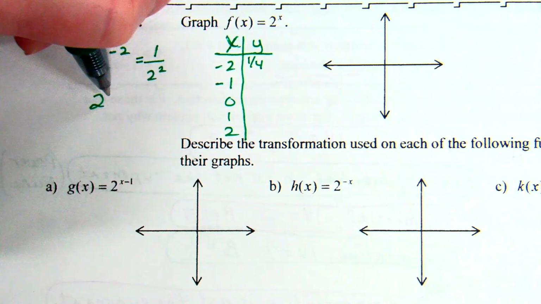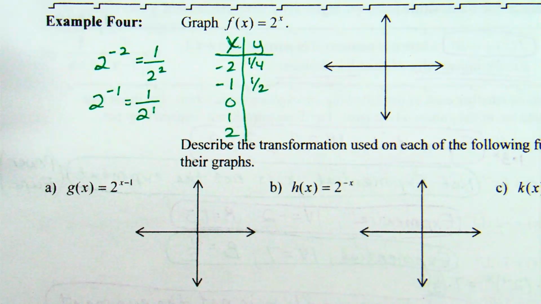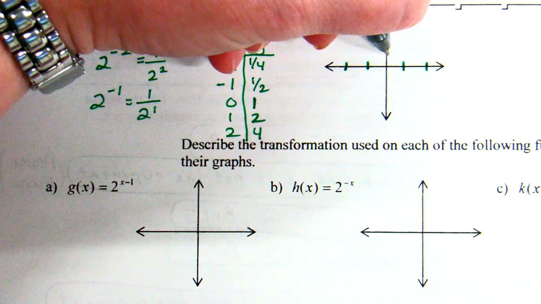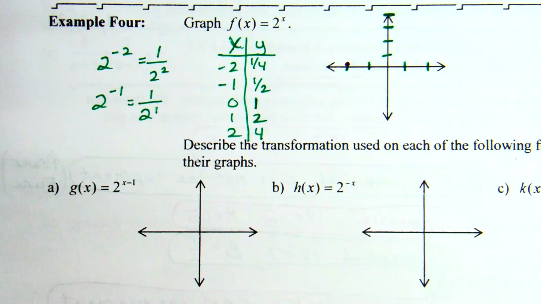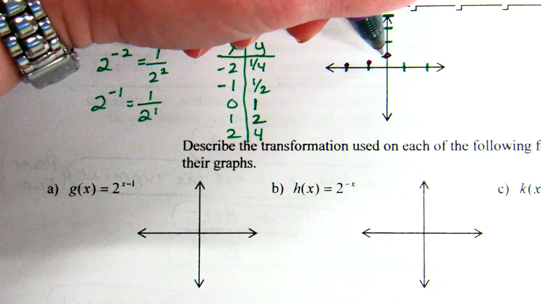What about negative 1? 2 to the negative 1 means I'm going to be 1 over 2 to the first. And 2 to the first is just 2, so 1 over 2, 1 half. What is 2 raised to the 0? 1. Second time I've asked that today, so should be in your head again. 2 to the first, 2, 2 to the second, 4. So what do I need? 1. I need to be able to go left and right, 2. I need to be able to go up, 4. Negative 2, a fourth. Left 2 and barely up. Negative 1, a half. Left 1, half up. 0, 1. 1, 2. 2, 4.